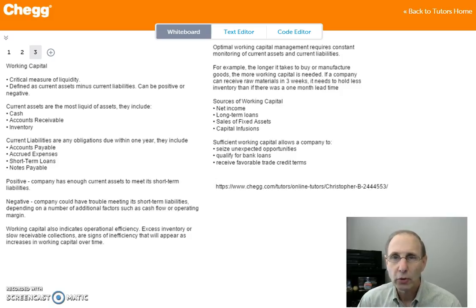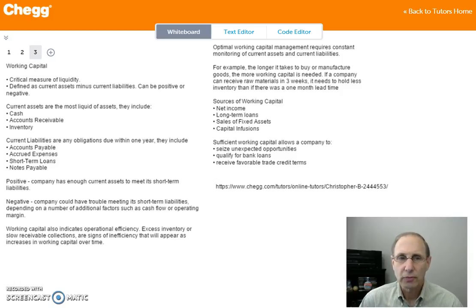In today's tutorial, we're going to review working capital. Working capital is a critical measure of liquidity for a company, and it's defined simply as current assets minus current liabilities. The amount of working capital can be either positive or negative. So let's look at the components of what makes up working capital.